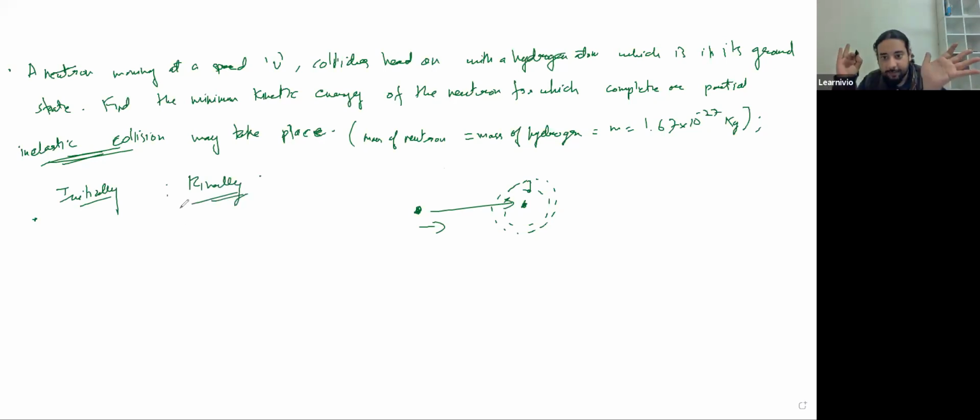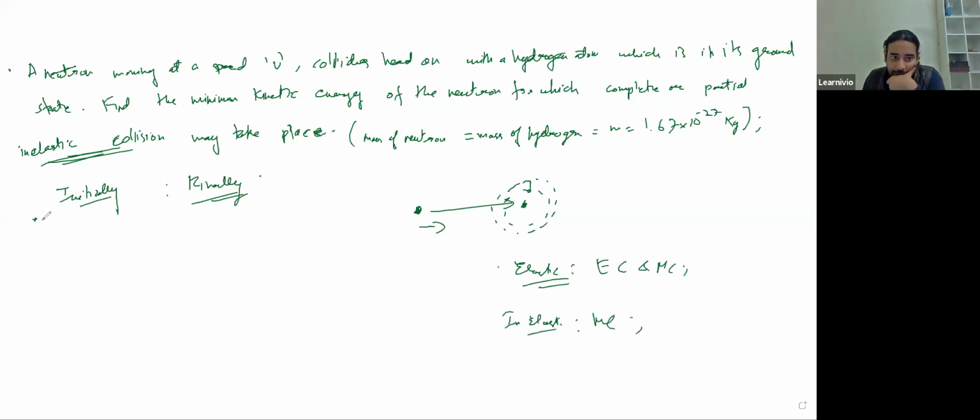Why are we doing this, and how do we know we have to do this? Whenever there's a collision taking place, there are two things that can happen. One, it is an elastic collision. Two, it is an inelastic collision. If it's an elastic collision, it means energy will be conserved. So for an elastic collision, you will have energy conservation and momentum conservation. For an inelastic collision, you'll only have momentum conservation.